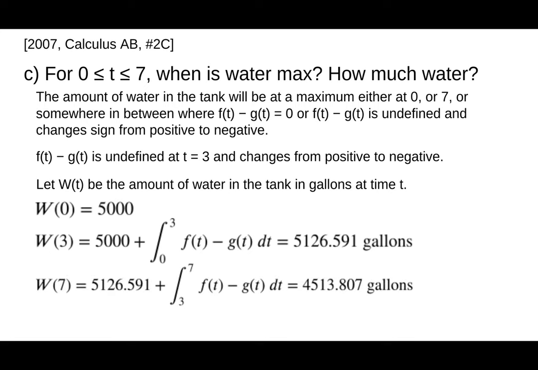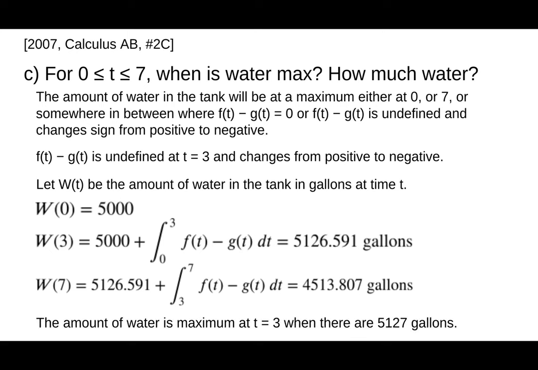And then w of 7 we can find in a similar way. That would just be 5,126.591 gallons plus the integral from 3 to 7 of f of t minus g of t, which again we can use our calculator to do. That's 4,513.807 gallons. So of those three possibilities, the water is maximum at t equals 3 hours, and there will be 5,126.591 gallons. To the nearest gallon, 5,127 gallons of water at t equals 3 hours.